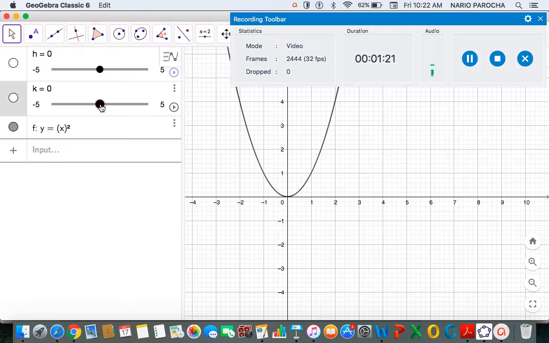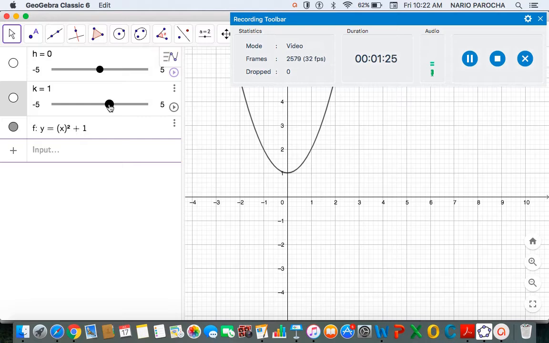So let's move the parabola up 1 unit. That adds 1 unit to the equation. Now let us move the slider to 2. It will add 2 units to the equation and will move the parabola up 2 units from the horizontal axis.